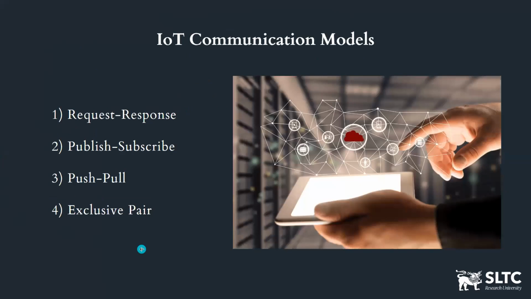The most common communication models that can be used in IoT systems or networks are request-response, publish-subscribe, push-pull, and exclusive pair. These four types are very popular and widely used.